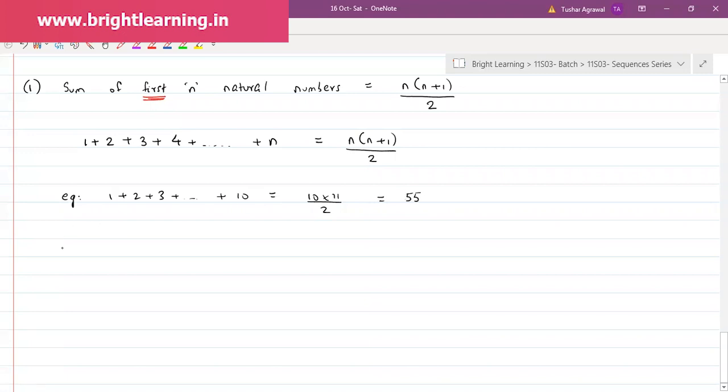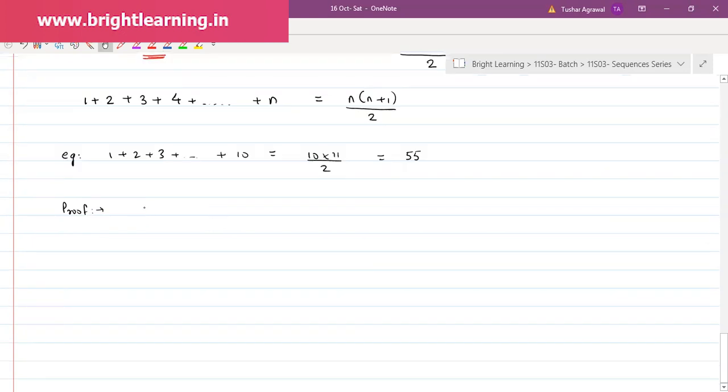And the proof of this first property is simple: it is the sum of an arithmetic progression. Which arithmetic progression? The arithmetic progression whose first term is 1 and the successive terms differ by a common difference of 1. Can you see that the common difference is 1? So it is an arithmetic progression. First term is 1, common difference is also 1, and the number of terms that we are considering the summation of is n.